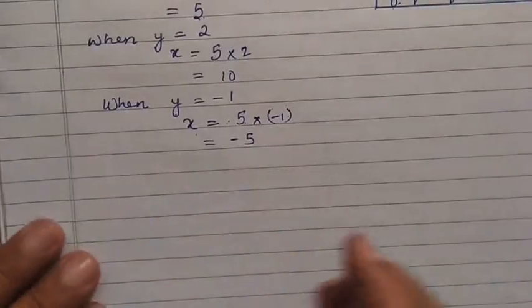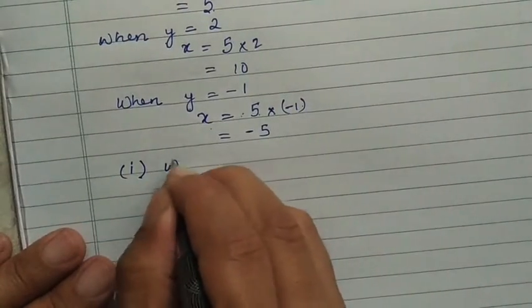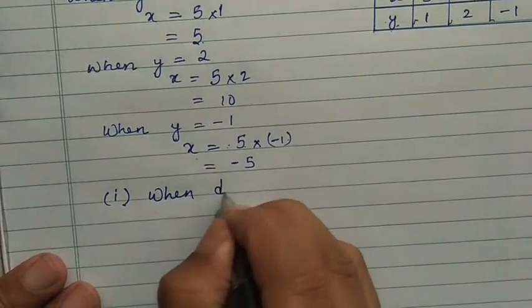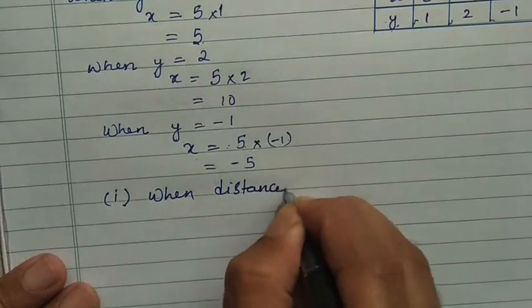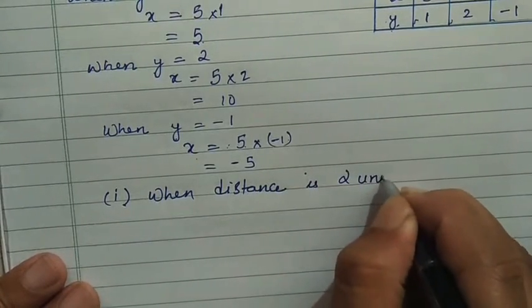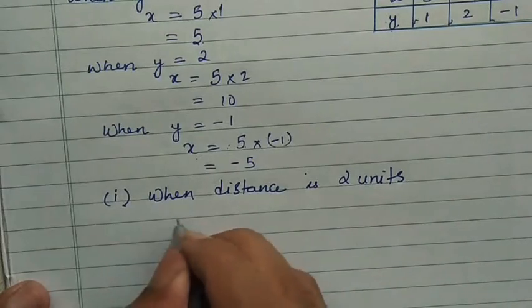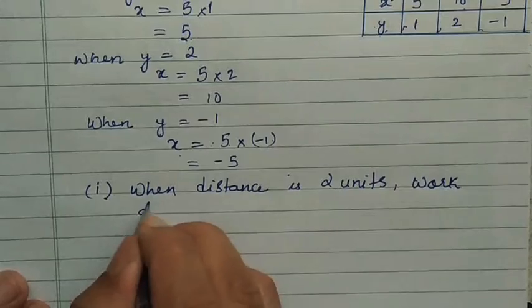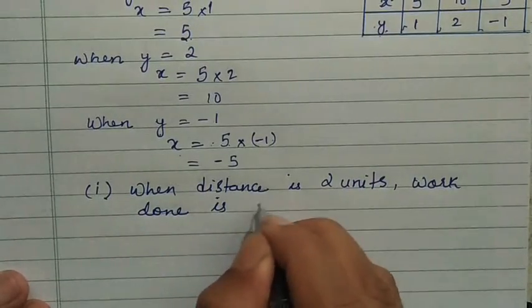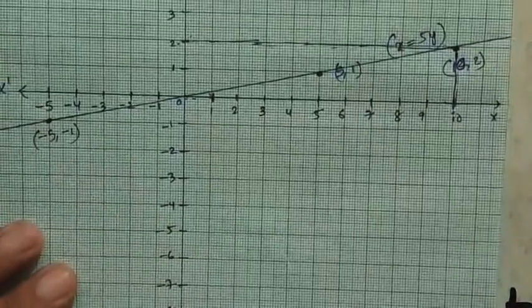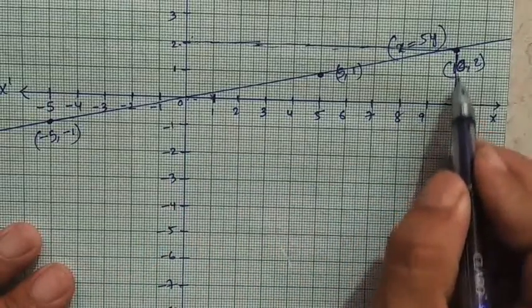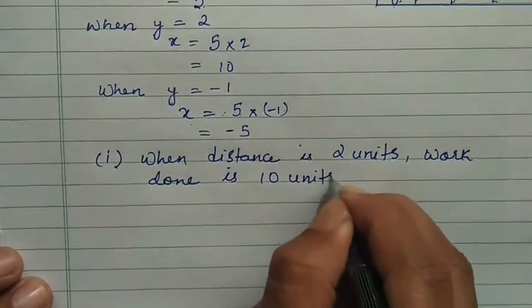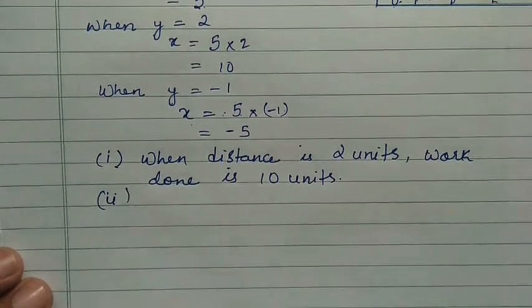So number 1, when distance is 2 units, work done is x, which is 10 units.